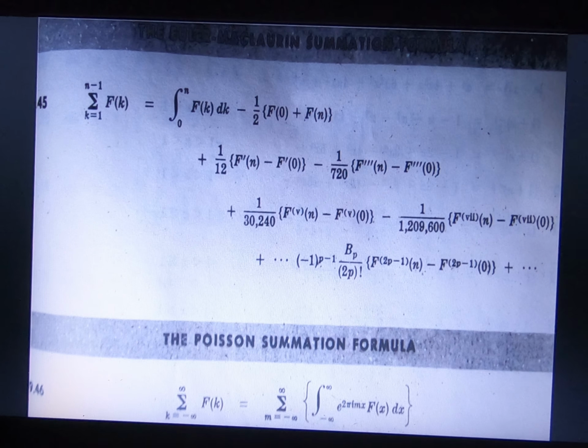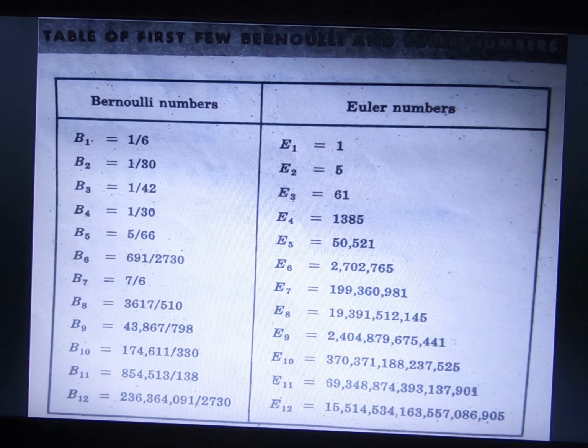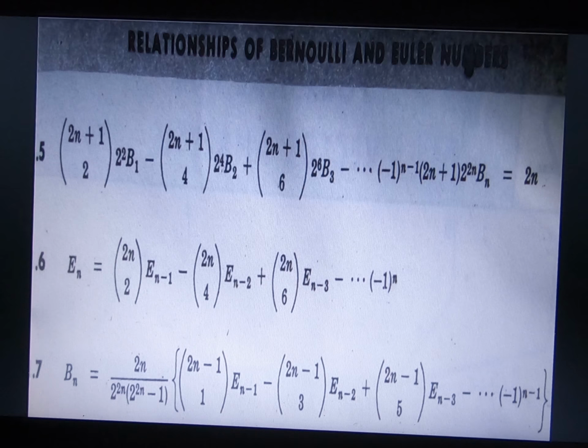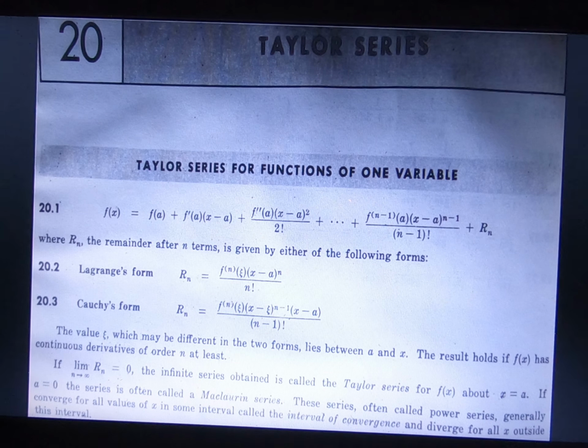And these are some other interesting infinity series, and these are the formulas for your information. These are the definitions of the Bernoulli numbers and the Euler numbers for your information. And these are some values and relationships, and these give you some theory in both Bernoulli and Euler numbers.